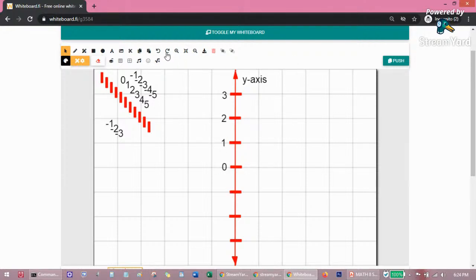And then, dito naman sa baba, yung mga negative numbers. Negative 1, negative 2, and negative 3. Okay, so that is the y-axis, yung vertical. Yung center is 0. Sa taas is positive 1, positive 2, positive 3. Sa baba is negative 1, negative 2, and negative 3.